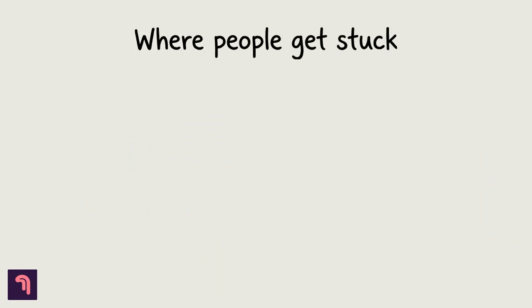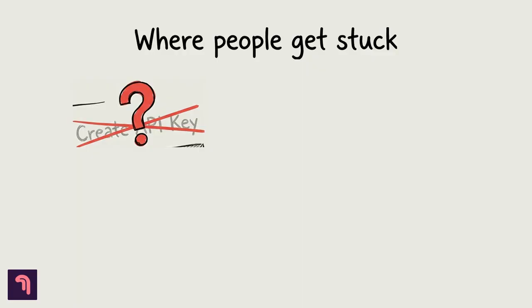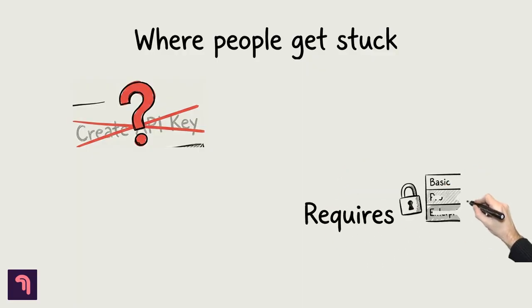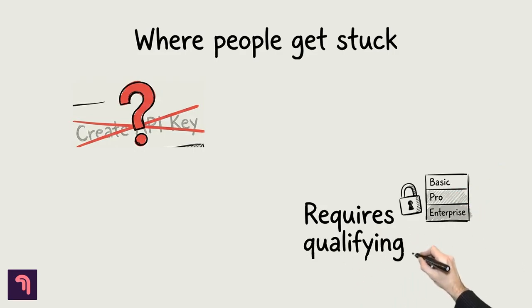First, where people usually get stuck. If you don't see a Create API Key button, nothing is broken. Your plan just doesn't include API access yet. The button only appears after you're on a qualifying plan, and its location depends on which path you choose.